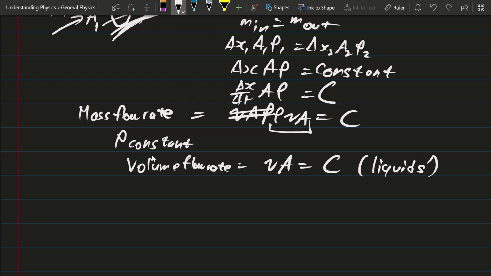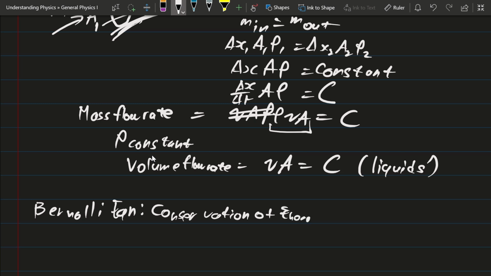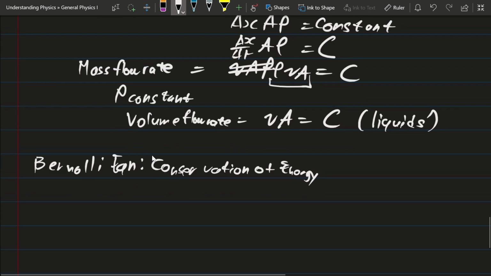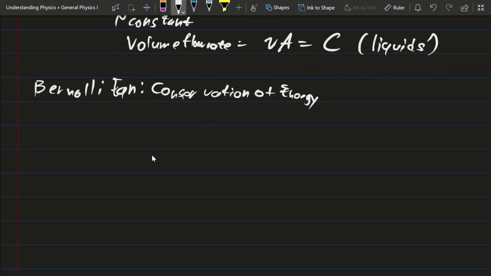So now let's talk about the Bernoulli equation. The Bernoulli equation. This is basically the conservation of energy. So how would I prove this? I will go and prove this by using the definition of energy.